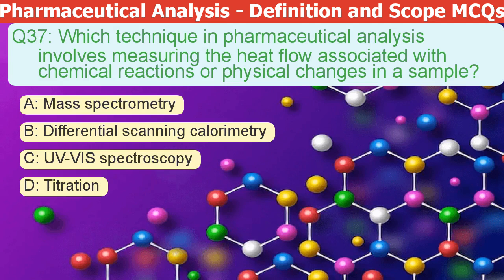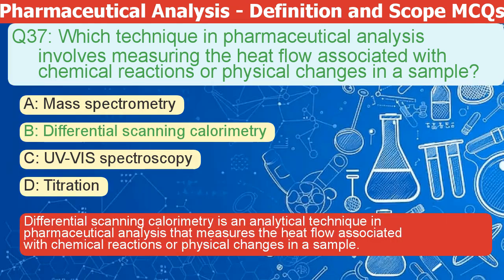Which technique in pharmaceutical analysis involves measuring the heat flow associated with chemical reactions or physical changes in a sample? A. Mass spectrometry. B. Differential scanning calorimetry. C. UV-Vis spectroscopy. D. Titration. The correct answer is B. Differential scanning calorimetry is an analytical technique in pharmaceutical analysis that measures the heat flow associated with chemical reactions or physical changes in a sample.